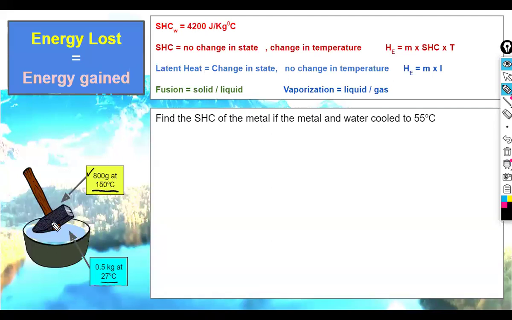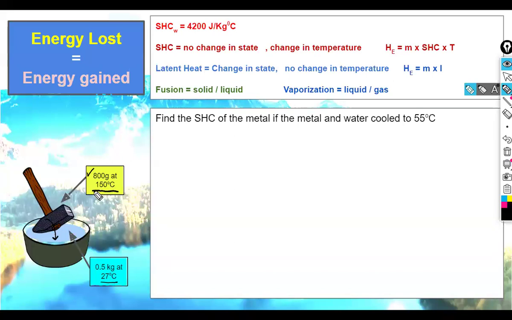If you were to place the metal in the water, would the temperature of the water rise or drop? So you place the hot piece of iron into the water. Will the temperature of the water rise or will it drop? Common sense will say it will rise. So the temperature of the water will go up.